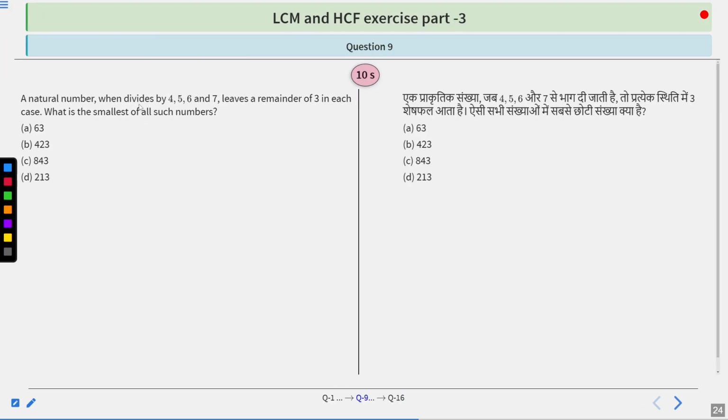A natural number, when divided by 4, 5, 6, and 7, leaves the remainder of 3 in each case. What is the smallest of all such numbers? And options are 63, 423, 843, and 213. These are the options.